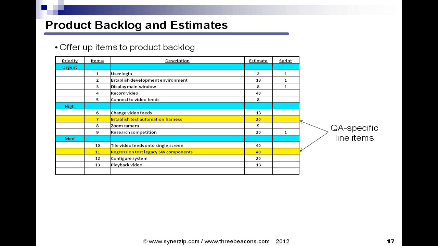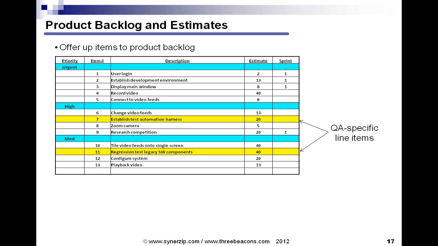Secondly, the QA person offers up product backlog items along with estimates to the product owner. In Scrum, the product owner manages the product backlog and uses it to track and prioritize all of the work items. And there should be specific QA activities in here. Looking at the example, there's a few: establish a test automation harness, and regression test the legacy software components.